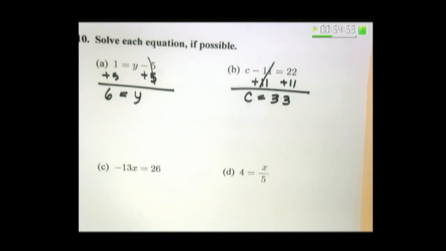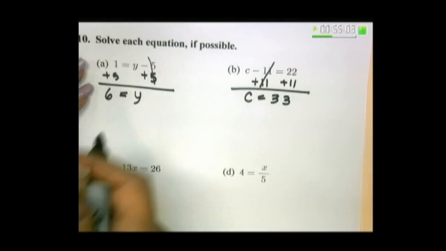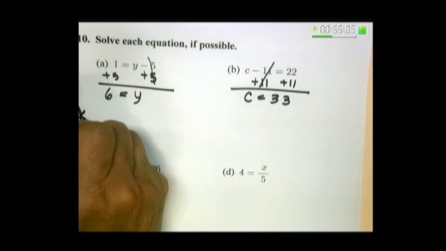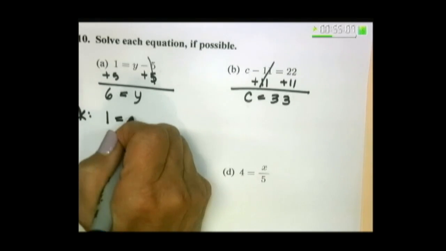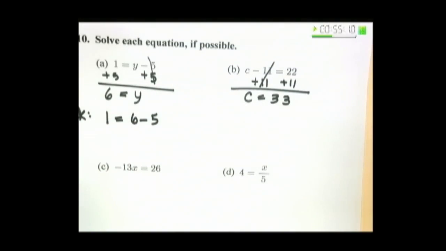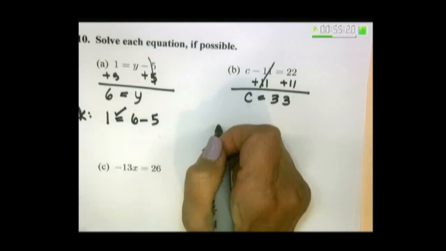Now the beauty of working in equations is that you can check your answers and see if, when you plug in y equals 6 or plug in c equals 33 into the original equation, you get a true statement. Y equals 6. Here's the check for that. 1 is equal to 6 minus 5. Is that a true statement? Yeah, 6 minus 5 is 1.